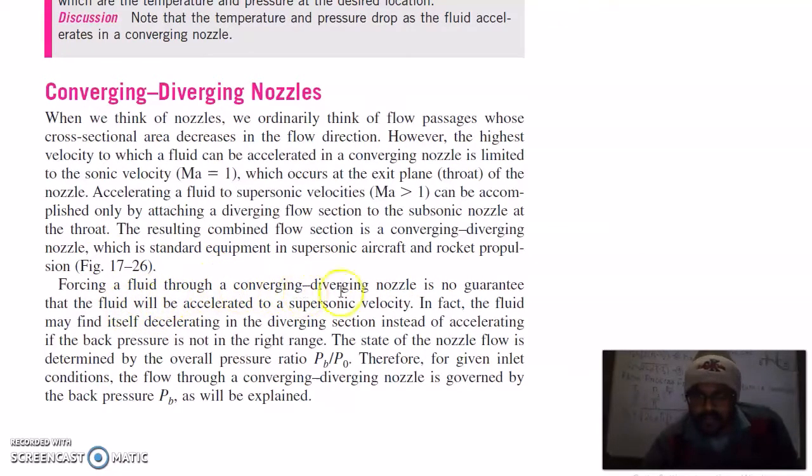Forcing a fluid through a converging diverging nozzle is no guarantee that the fluid will be accelerated to a supersonic velocity. In fact, the fluid may find itself decelerating in the diverging section instead of accelerating if the back pressure is not in the right range. The state of nozzle flow is determined by the overall pressure ratio, that is back pressure and inlet pressure. Therefore, for given inlet conditions, the flow through a converging diverging nozzle is governed by the back pressure. This will be explained later here.